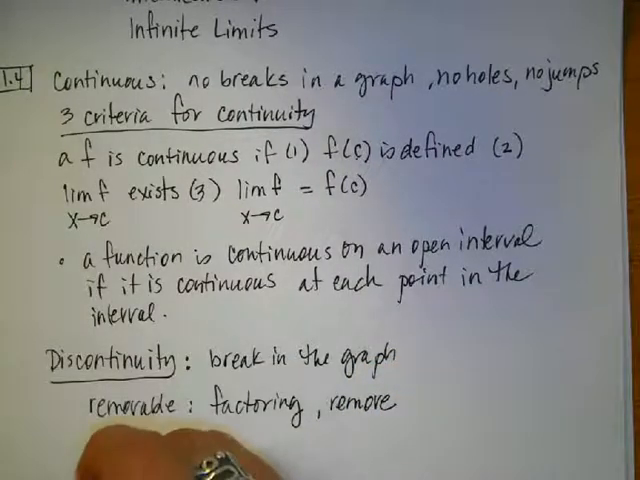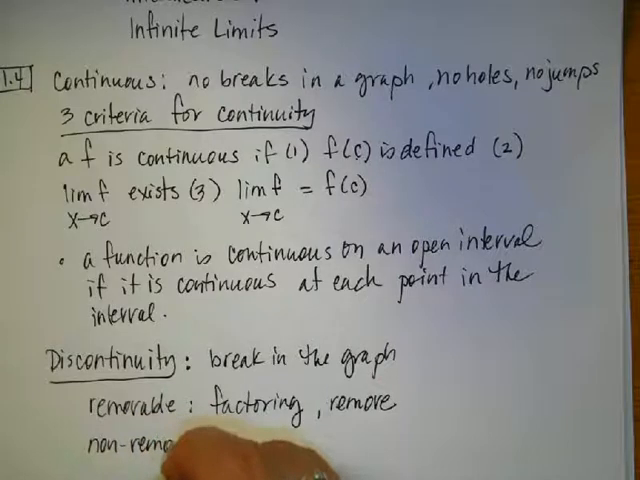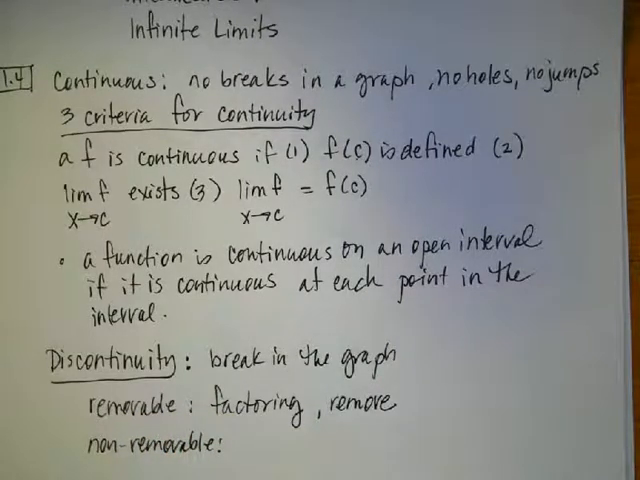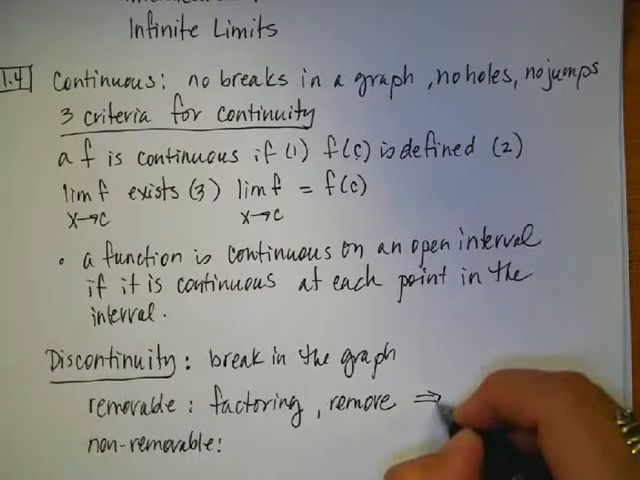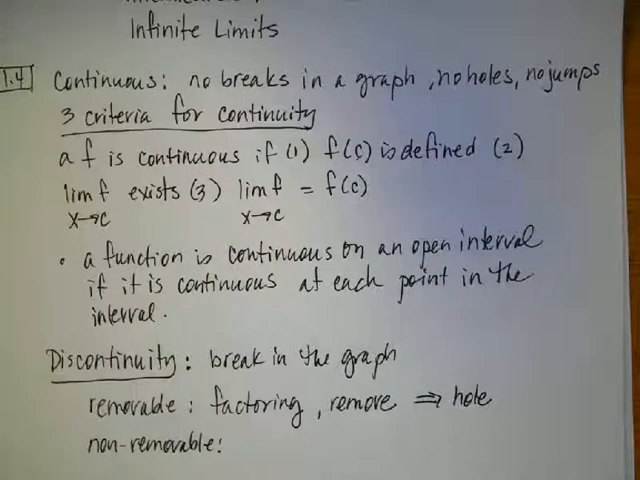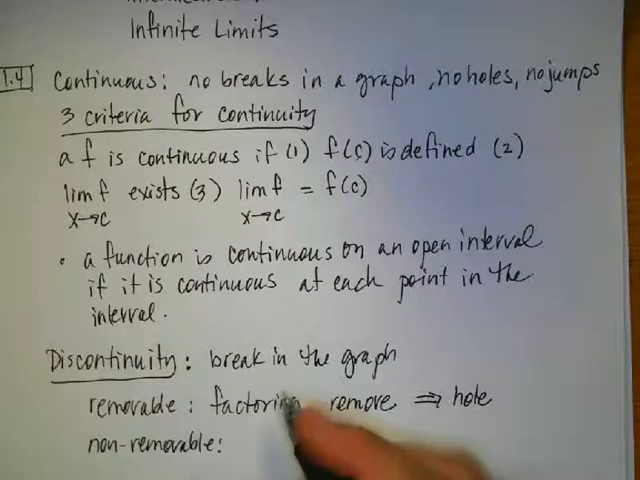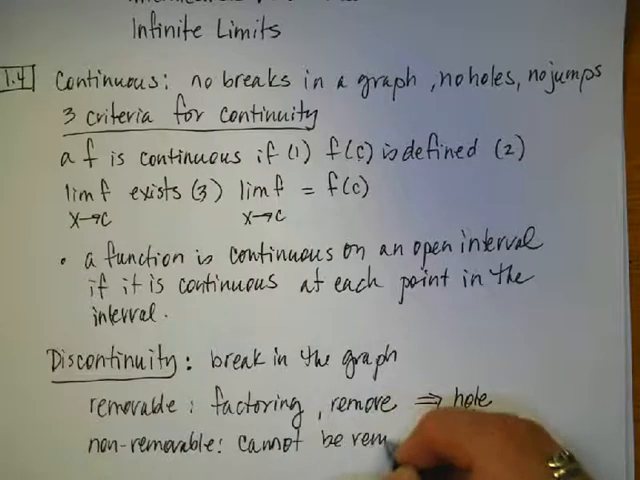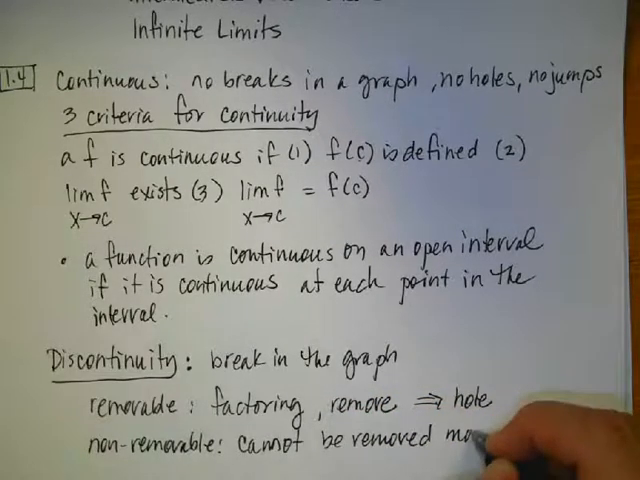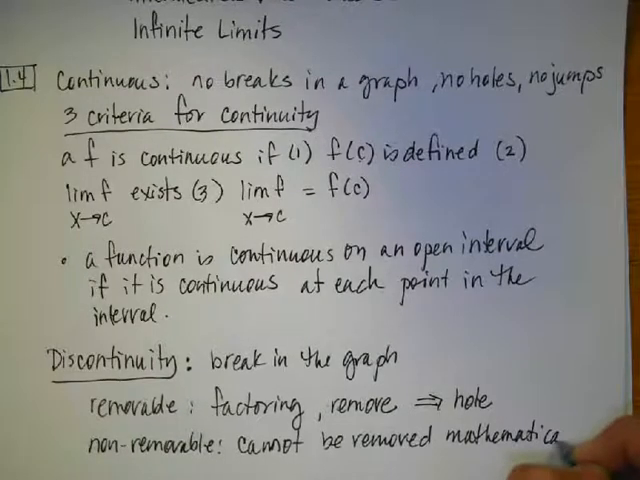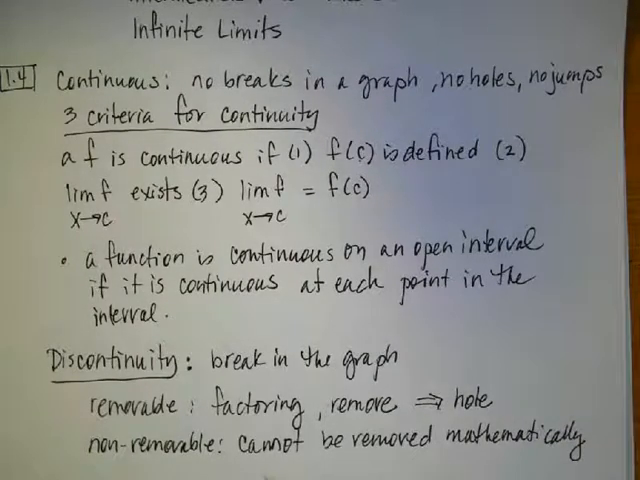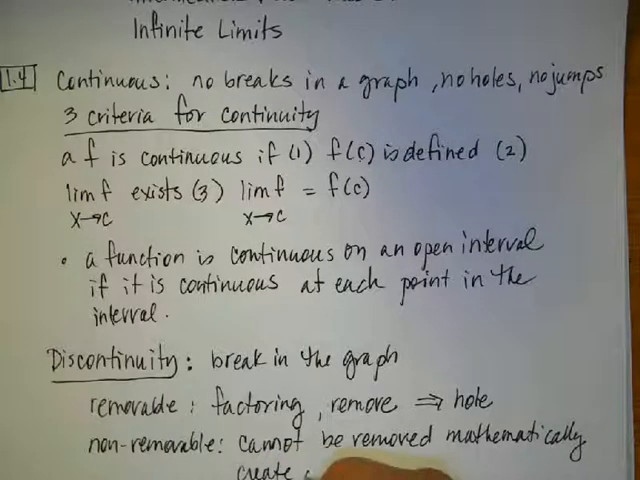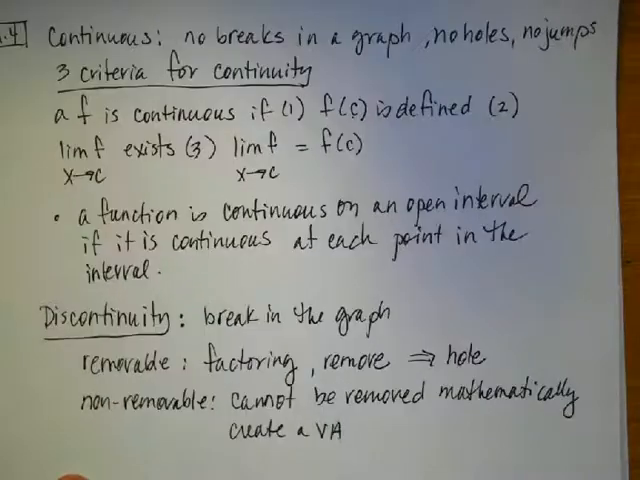Non-removable. Oops, I'm sorry. This one is the one that's going to create a hole in our graph. So even though I remove it, it creates a hole in the graph. Non-removable discontinuity cannot be removed mathematically. So that means that even if I factor, it might not be possible to remove that factor. And it also is going to create a vertical asymptote. Okay, so remember VA is shorthand for a vertical asymptote.